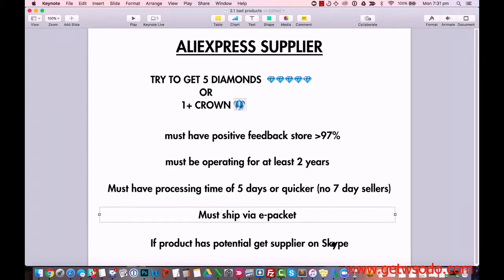And the last one I've got here is if the product has potential, get the supplier on Skype, right? So if you see that a product is selling when you're testing, you want to ask them to get on Skype. You want to start talking to them and test their English skills, test their responsiveness, and see if you can start building a relationship with them.